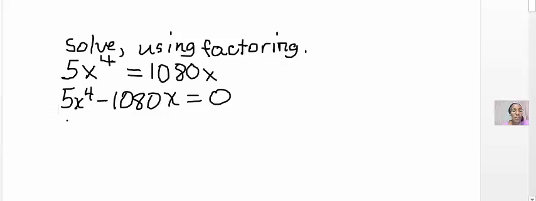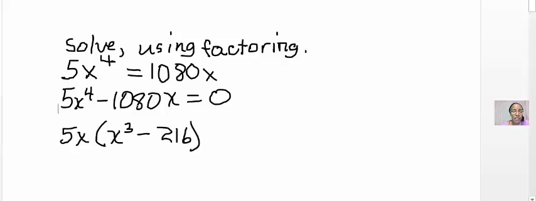So the greatest common factor of these two terms is 5x. I need to multiply 5x by x cubed to get 5x to the fourth, and I need to multiply 5x by 216 to get the second term on the left side of the equals, negative 1080 times x.